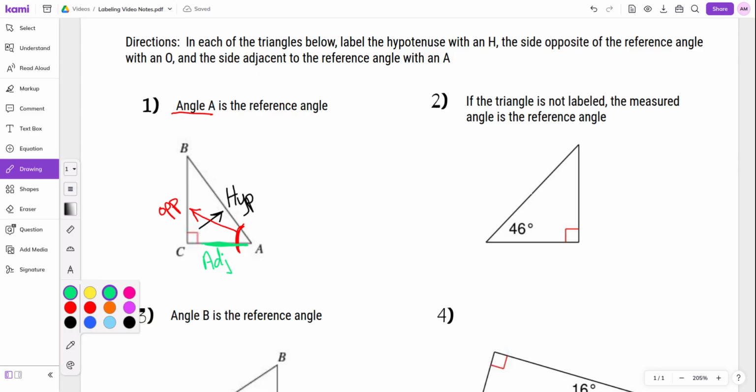In number 2, it looks similar, but the difference is that the reference angle is labeled slightly differently. Instead of writing hype for hypotenuse, this time I'm just going to put an H. Next, when I find my reference angle, this reference angle isn't in my question, but if the triangle is not labeled, any measured angle in my diagram can act as my reference angle. So this reference angle points to its opposite side, and then again, the last side is adjacent.